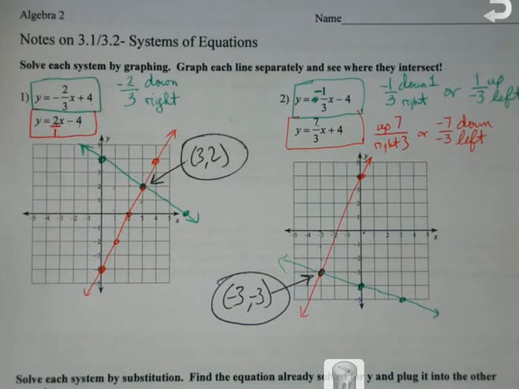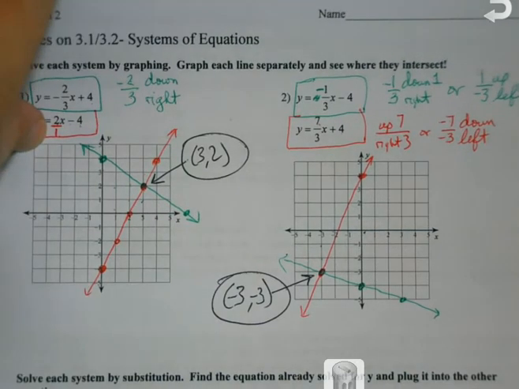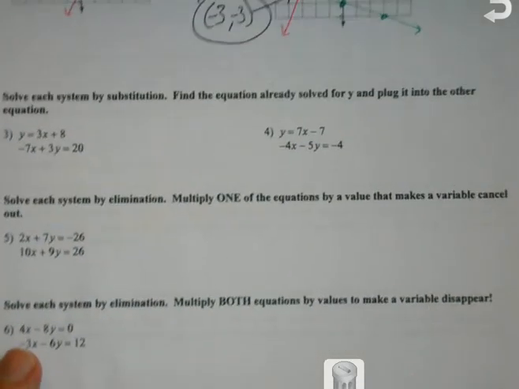If graphing's an issue, like I said, I have a video online that you can look at to get some extra practice with the graphing. And if we see it's an issue, we can take on some extra graphing a little bit later. So that's one way to solve our systems. Our next way is using substitution.